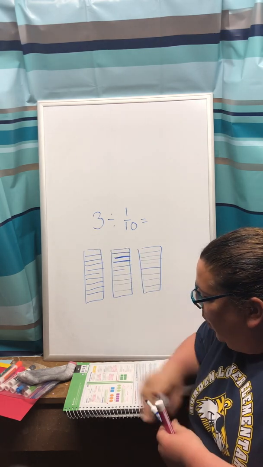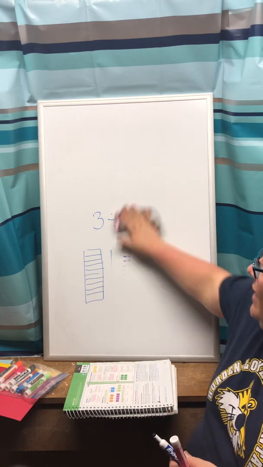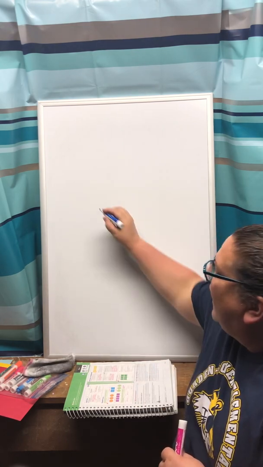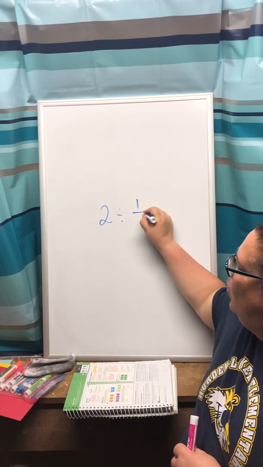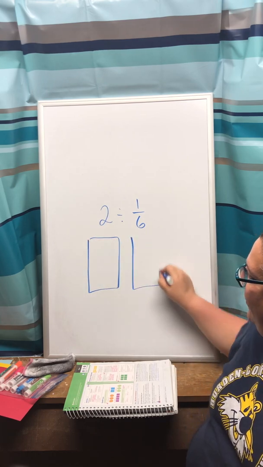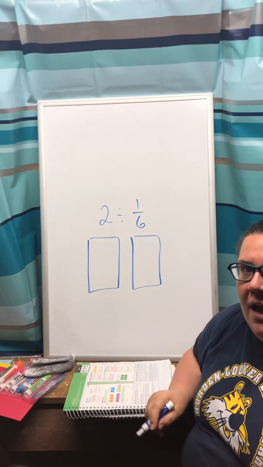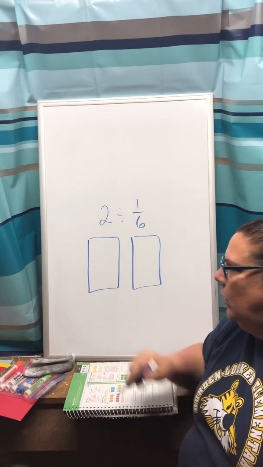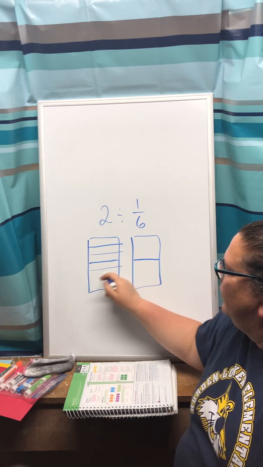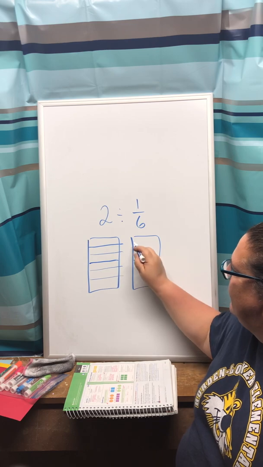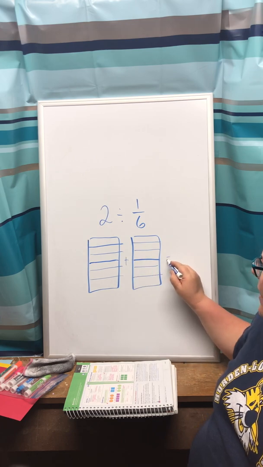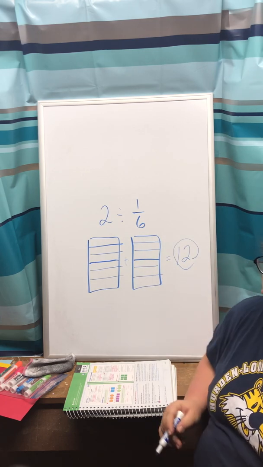Okay, for number 4, this time they wanted me to draw a model, which we've been doing for each of them anyway, but draw a model to find 2 divided by 1/6. Whole number, again, is how many wholes we're starting with. Fraction is telling me cut it into that many pieces per whole. So I'm cutting them into 6 pieces per whole. 1, 2, 3, 4, 5, 6. And when I add them together, I have 12 whole pieces.